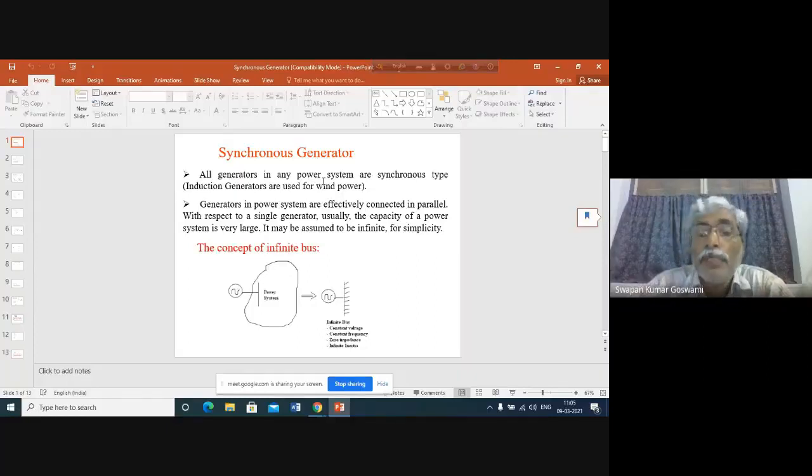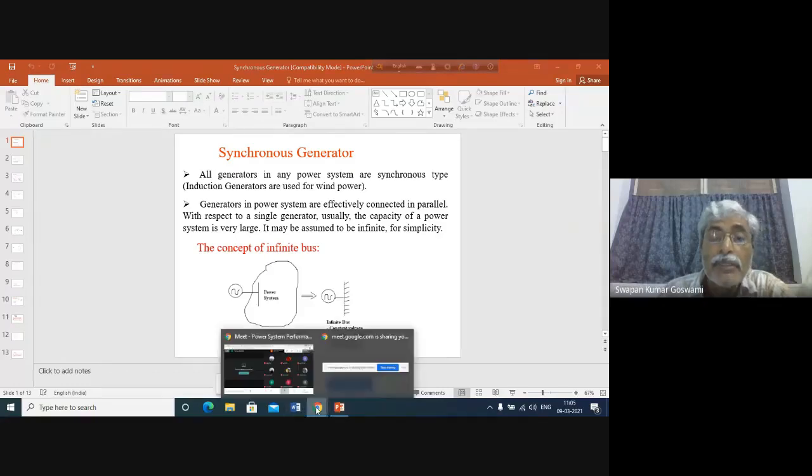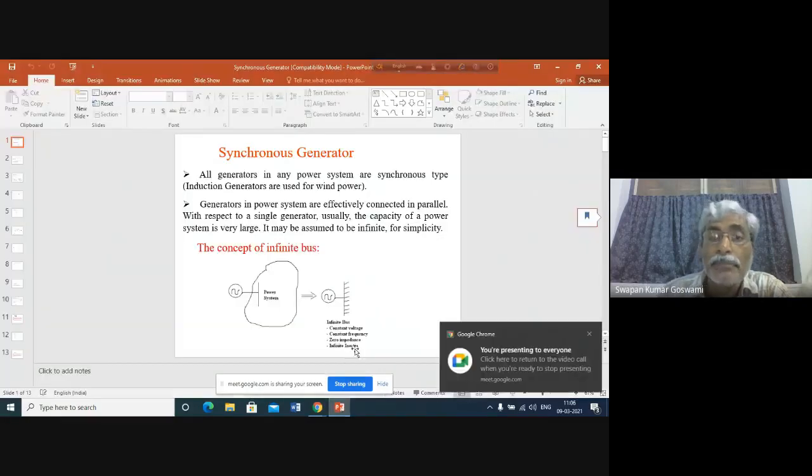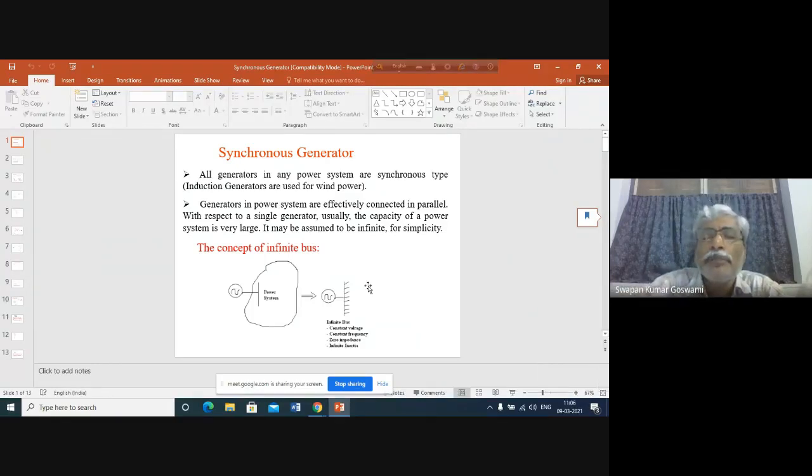And we are discussing the performance of synchronous generator when it is connected to a large power system. It is connected to a power system. What is the system? A system that may be assumed to be or that may be represented by a single bus. That bus we call the infinite bus.